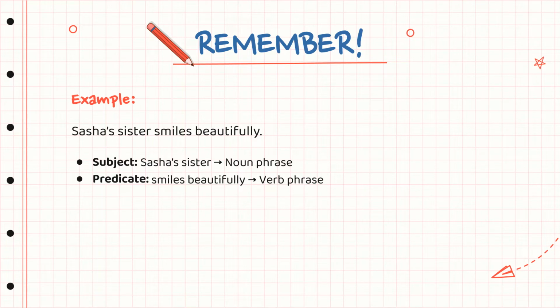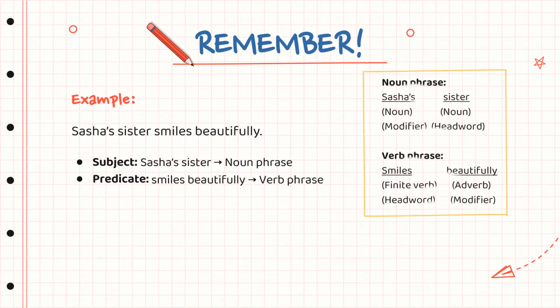Okay, I will explain further about this example. But before that, you should know what the phrase is. In quick review, phrase is a group of words that go together but do not have a subject and a predicate. Therefore, in this case, the subject consists of noun phrase because the head word or the main subject is the sister, which is a noun, and it is modified by the word Sasa's.